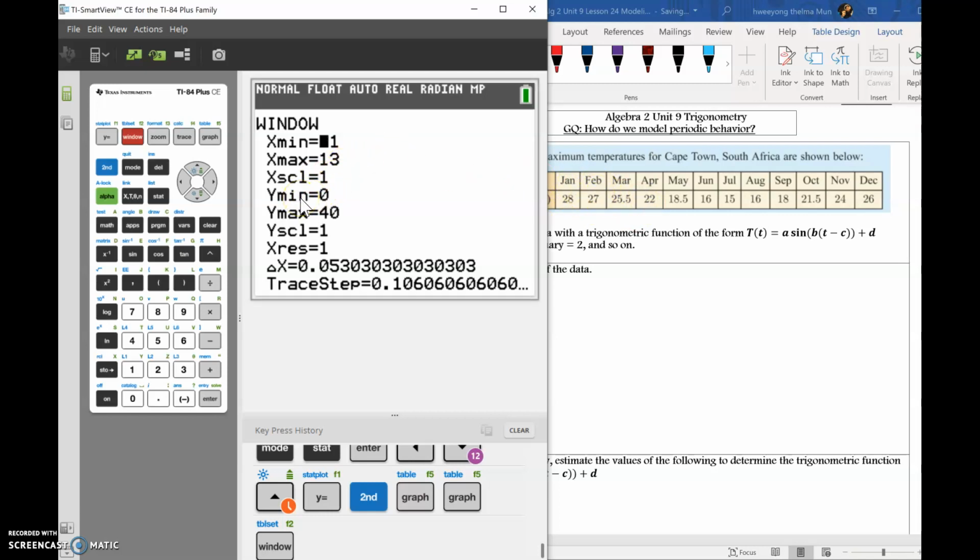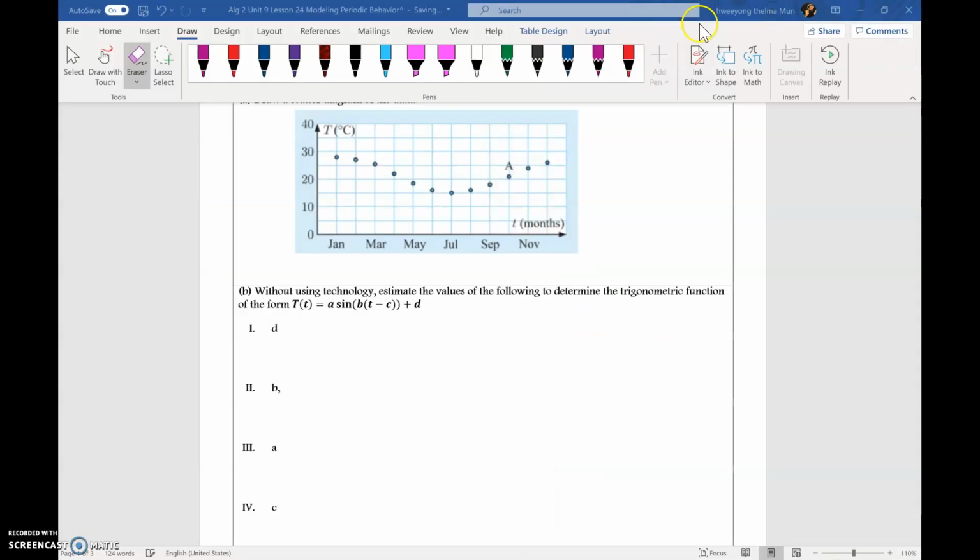And the Y min and max are basically the lowest temperature and the highest temperature. I'm not going to put just the lowest and the highest temperature, but I just want to see a little broader range of the Y. So I put it at 0 to 40. And that's how I got the scatter plot.